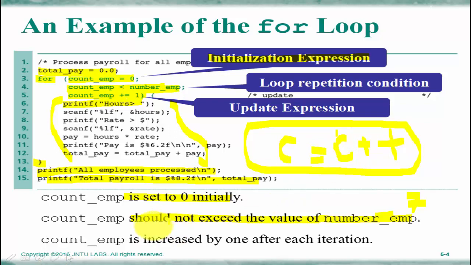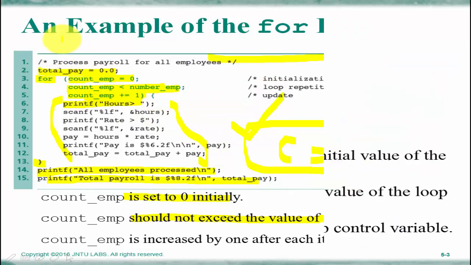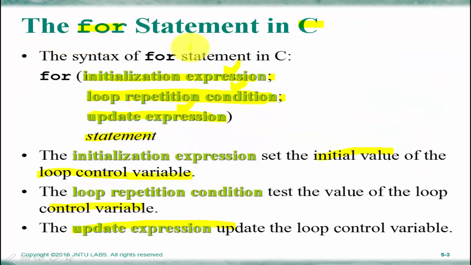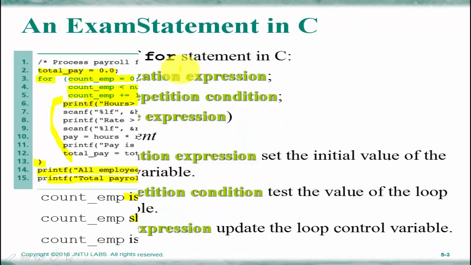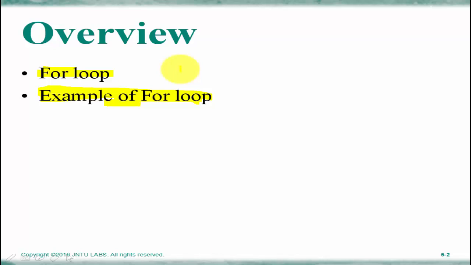You can remove this. What I was using was an eraser; I have rubbed it. Now let me take the highlighter. It means c equals c plus 1. We can write like this also. These two things we can write here. This is the simple example for your for loop statement. This is the syntax, and this is your example. And the overview is completed.